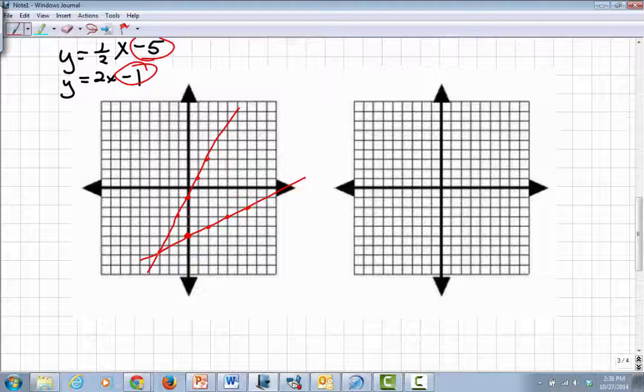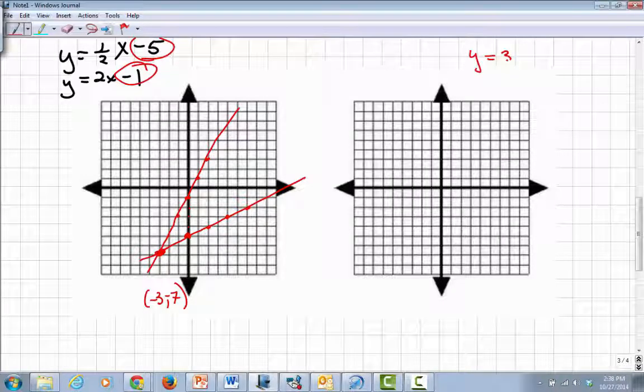Okay, so this point right here is where they intersect. What is that point? It's over how far? Negative 3 and negative 7, right? So that is the point of intersection there. All right. Now, I want you guys to try this one on your own here.